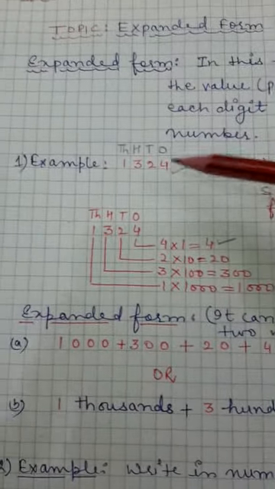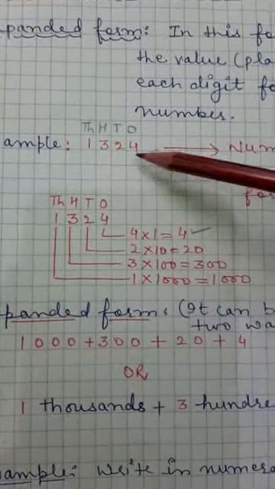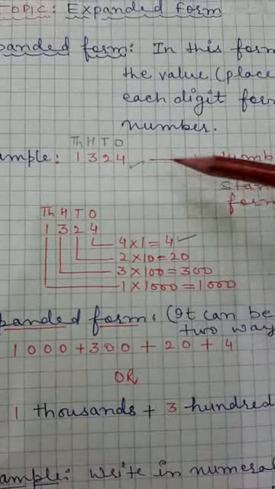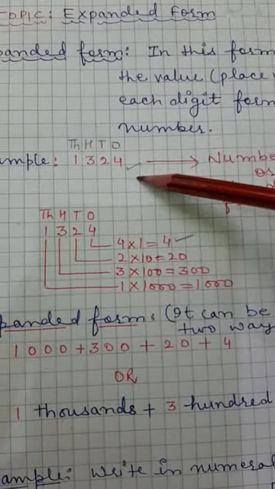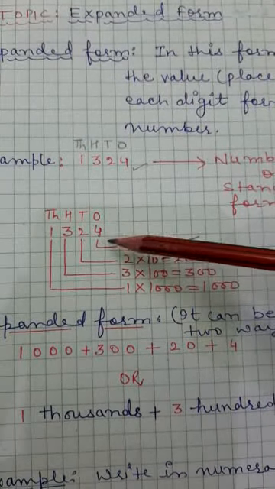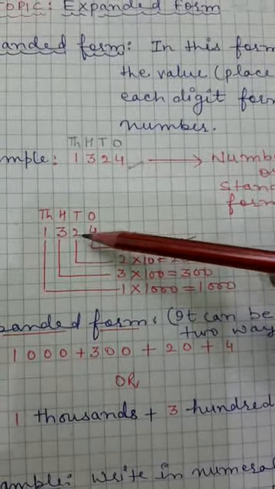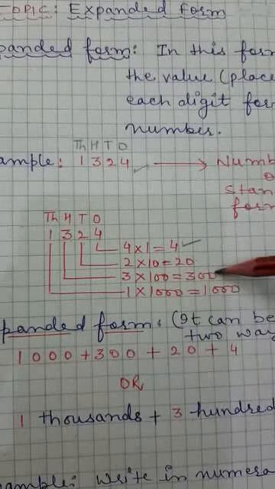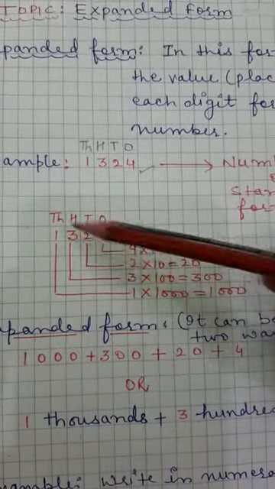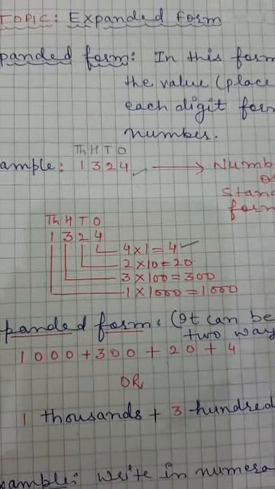Let us take another example. I'll explain it with another example. This is 1324. This is in its numbers form, or we can say that it is in its standard form. Coming on to this number, 4 is at ones place, so its place value is 4. 2 is at tens place, so its value is 20. 3 is at hundreds place, so its value is 300. 1 is at thousands place, so its place value is 1000.